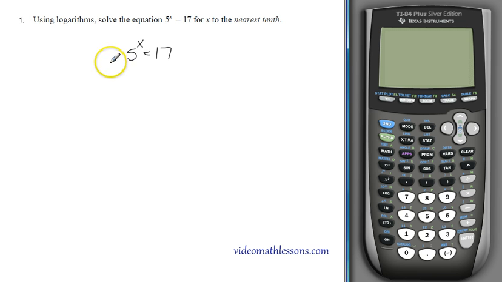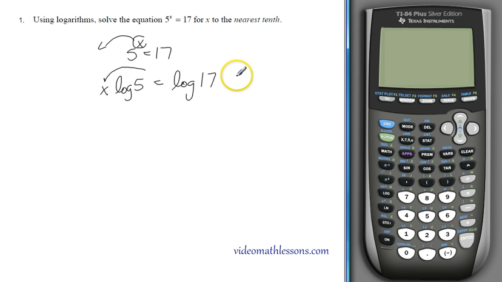We're going to knock it down by taking the log of both sides. So we hit it with a log. I'm going to write the word log on both sides. If you remember the properties of logs, this x will go down in front. From basic log properties, the power goes in front. So we have x log 5 equals log 17.